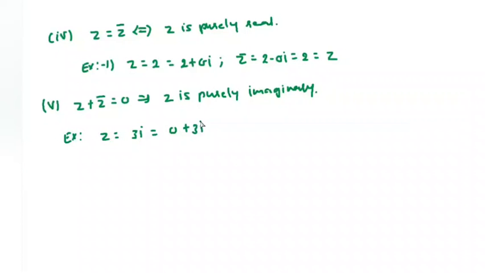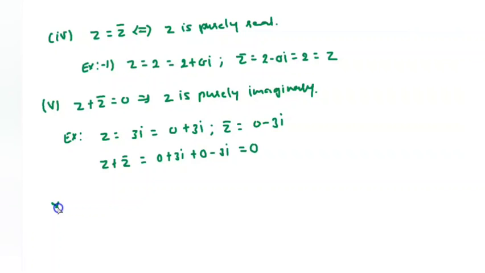A number in which the real part is 0 is purely imaginary, and a purely real number is one in which the imaginary part is 0. So this is a purely imaginary number. Now its conjugate z bar will be given by 0 - 3i. Now if you add z + z bar, 0 + 3i + 0 - 3i will be equal to 0 only. Clear?